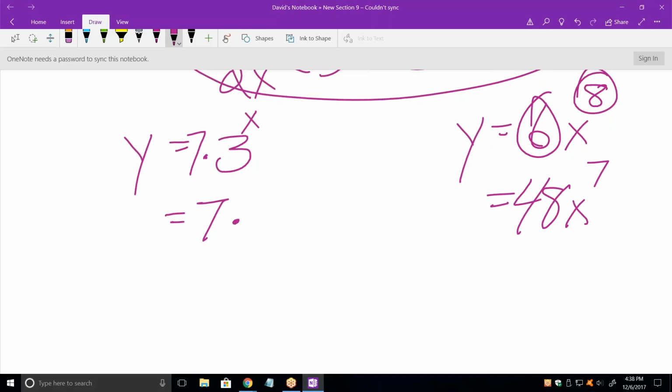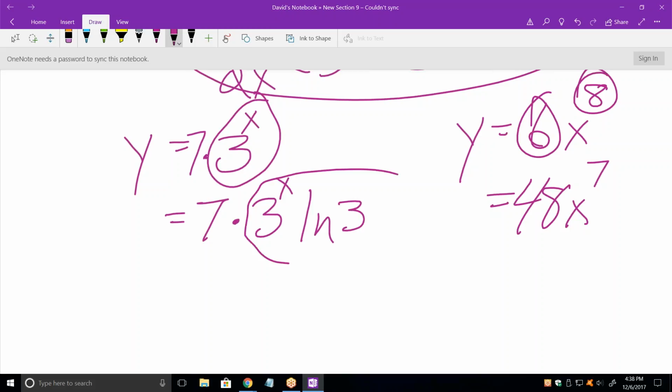3 to the x times natural log of 3. That is the derivative of that. And the 7 just goes along for the ride.